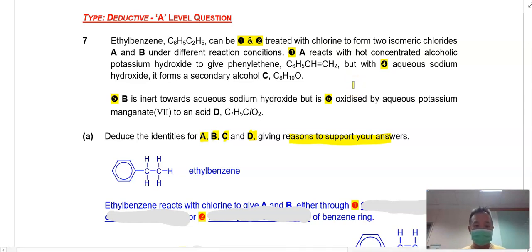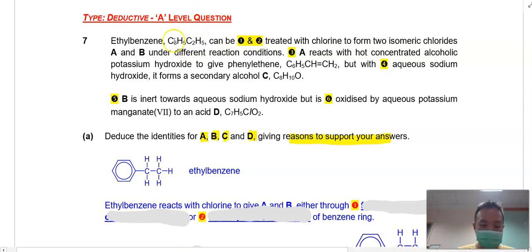Okay, so there are altogether 6 reactions that I've indicated over here. Therefore, you should be able to write at least 6 different reactions and 6 different possible deductions. Okay, so let's take a look. Ethyl benzene can be treated with chlorine to form 2 isomeric chlorides A and B under different reaction conditions. So what are the 2 possible ways ethyl benzene can react?